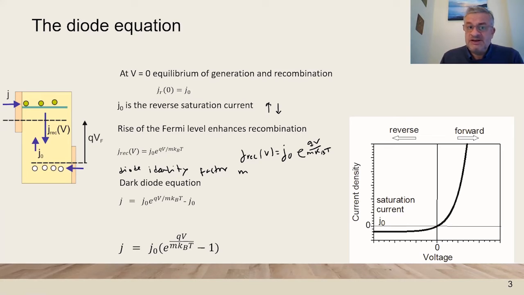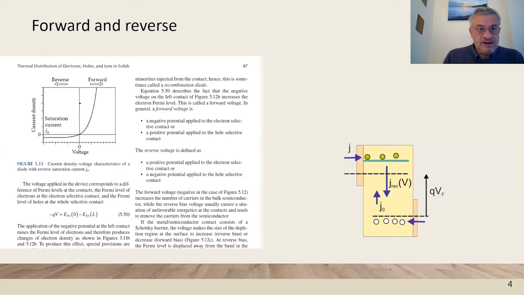Of course, this we can change by illumination. If we generate carriers by light, we have another factor that is then the operation of the solar cell. So let us clarify the direction of the voltage, which gets this special name. Forward is a negative potential applied to the electron selective contact, or a positive potential applied to the hole selective contact, so that this will separate the Fermi levels in the direction of creating more carriers.